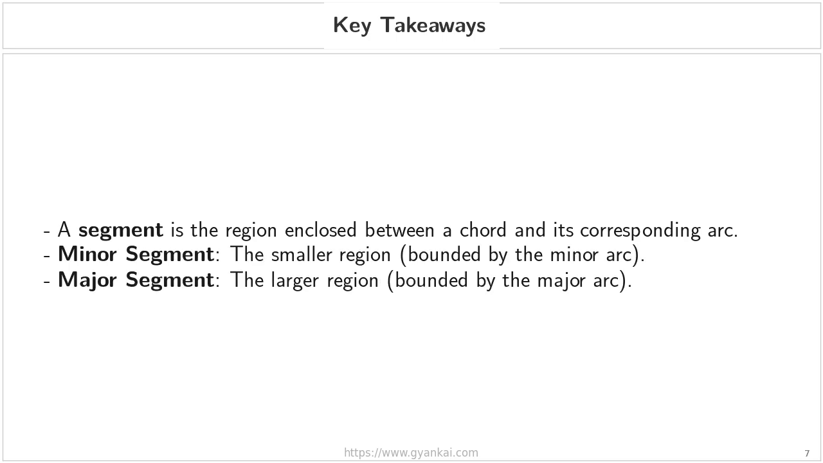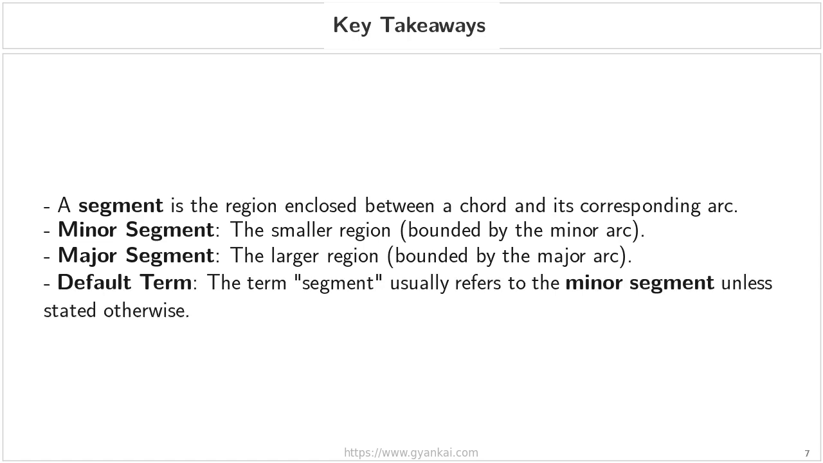As we discussed when looking at the different types of segments, we have two categories. The minor segment is the smaller of the two regions, bounded by the minor arc. On the other hand, the major segment is the larger region, bounded by the major arc. A very important tip for your exams: if you encounter a problem that just uses the word segment without specifying minor or major, you should assume the text is referring to the minor segment.